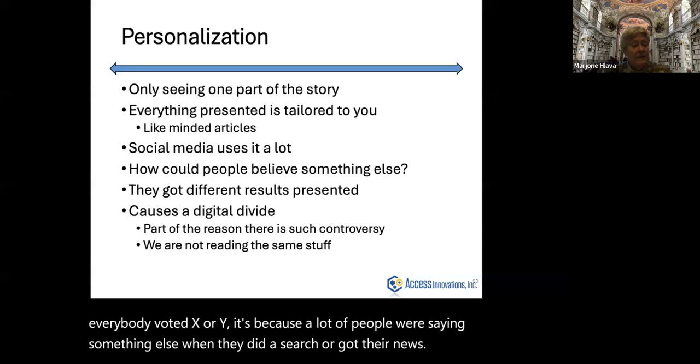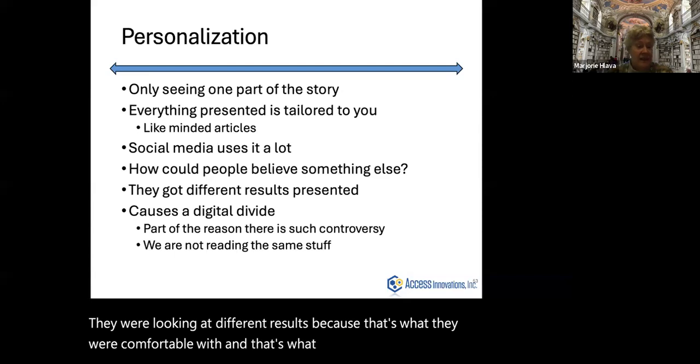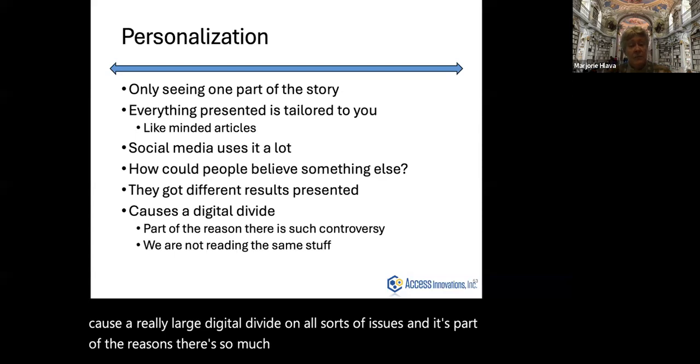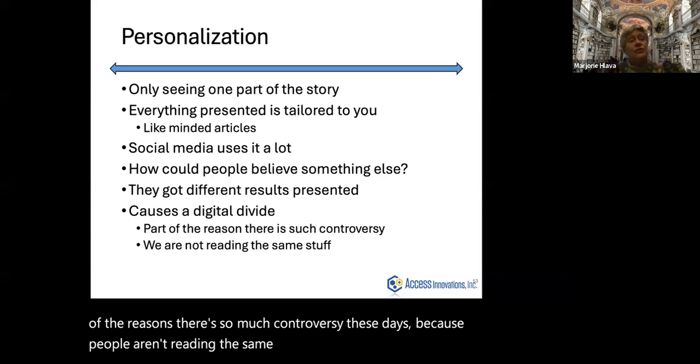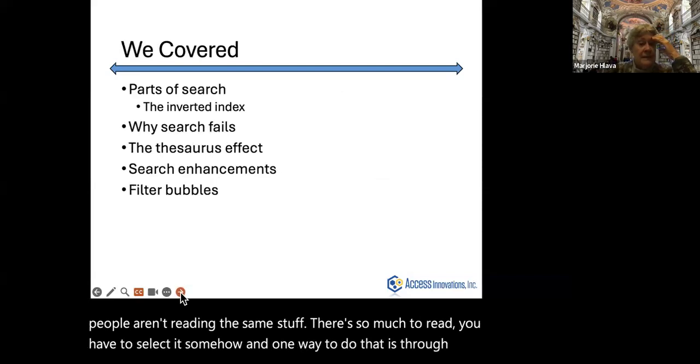They were looking at different results because that's what they were comfortable with and that's what they clicked on. So it can cause a really large digital divide on all sorts of issues. And it's part of the reasons there's so much controversy these days because people aren't reading the same stuff. There's so much to read, you have to select it somehow. And one way to do that is through personalization. Makes it kind of hard.